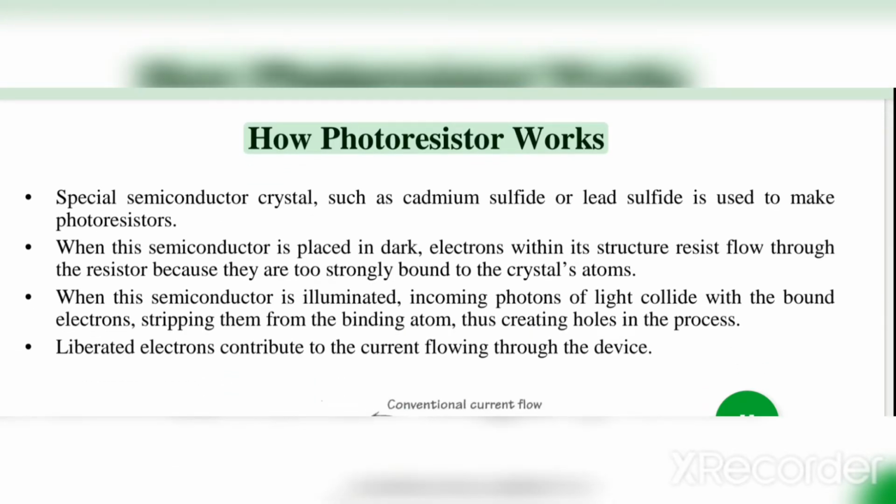How a photoresistor works. A special semiconductor crystal, such as cadmium sulfide or lead sulfide, is used to make photoresistors. When this semiconductor is placed in the dark, electrons within its structure resist flow through the resistor because they are too strongly bound to the crystal's atoms. When this semiconductor is illuminated, incoming photons of light collide with the bound electrons, stripping them from the binding atom, thus creating holes in the process. Liberated electrons contribute to the current flowing through the device.